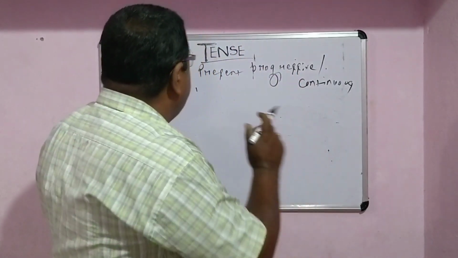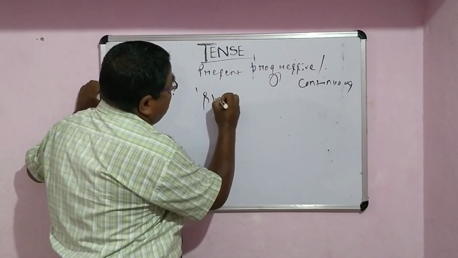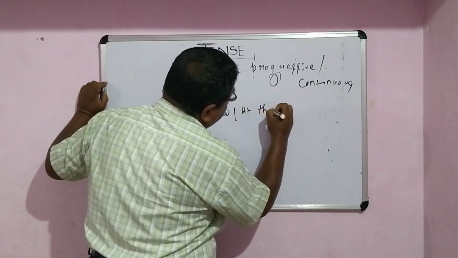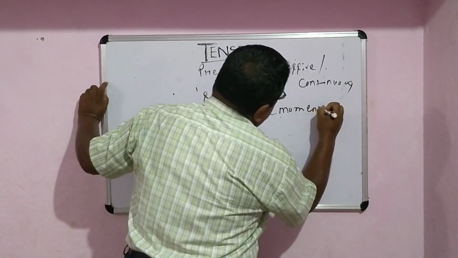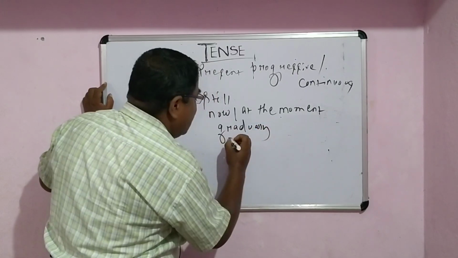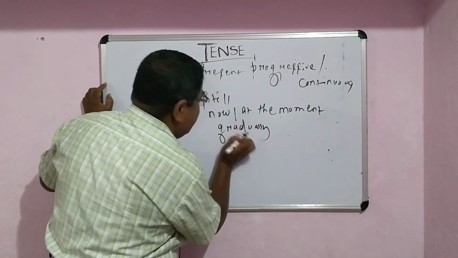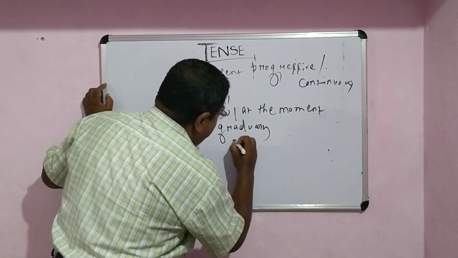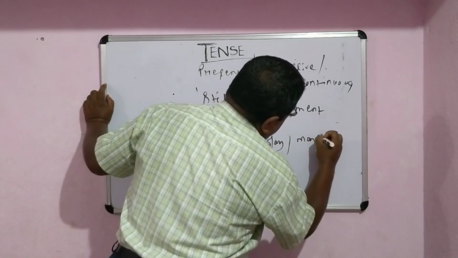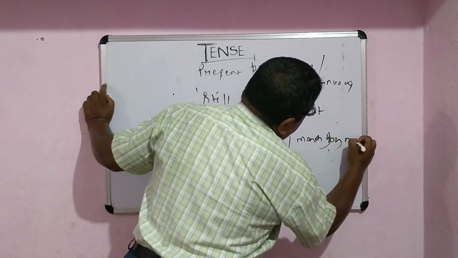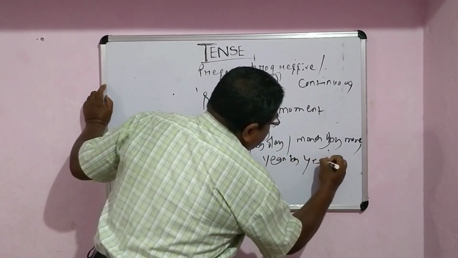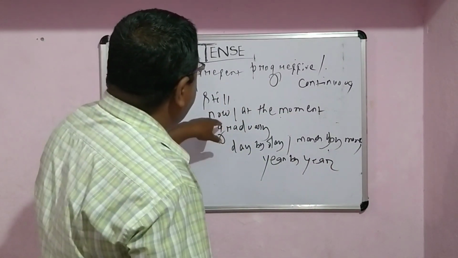You only have to focus on the use of certain adverbs, just like the adverb still. When you use the adverb now or at the moment, another adverb is called gradually. Gradually means slowly. Another adverb is called still. Still is there, already there. Another adverb is day by day. Similarly, month by month, then year by year, etc. So these are the various adverbs which generally go with the present progressive.